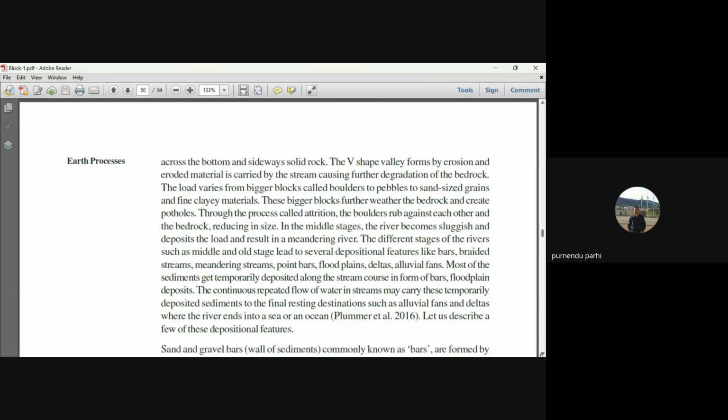bedrock. Most of the sediments get temporarily deposited along the stream course in the form of bars and floodplain deposits. The continuous repeated flow of water in streams may carry these temporarily deposited sediments to the final resting destination, such as alluvial fans and deltas, where the river ends in a sea or an ocean.